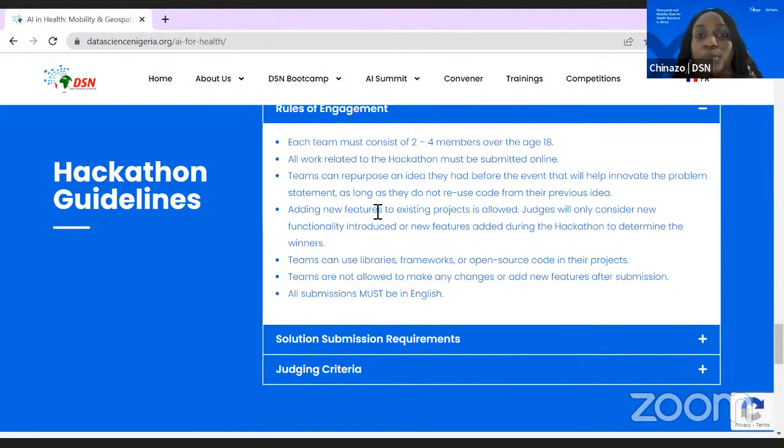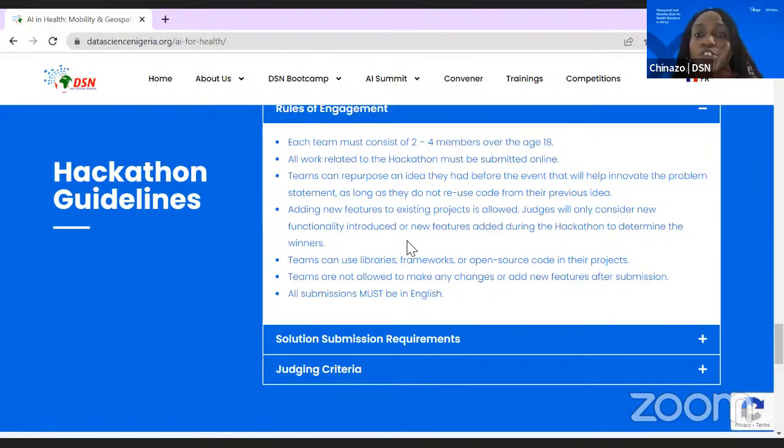So teams can repurpose an idea they had before the event that will help innovate the problem statement, as long as they do not reuse code from their previous idea. We don't want a case where you have used this solution to win a prize somewhere else and then you're bringing it to this again. No, you can reuse the idea. It's the same idea. You can repurpose it, add some extra features based on the existing situation at the moment. That is acceptable. Don't lift exactly a solution you used to win a previous competition for this one. That won't be acceptable.